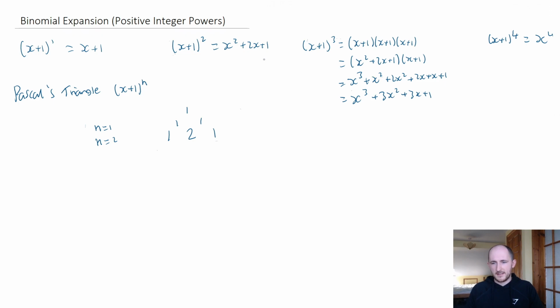Cool, right? So 1, that's going to be 3 now because we add 1 and 2. That's going to be 3, and that's going to be 1. And if we have a look at the coefficients of x cubed, we have 1, 3, 3, 1. Okay, so now to do n equals 4, all we have to do is spread out the 1 again, and we get 4, 6, 4, 1.